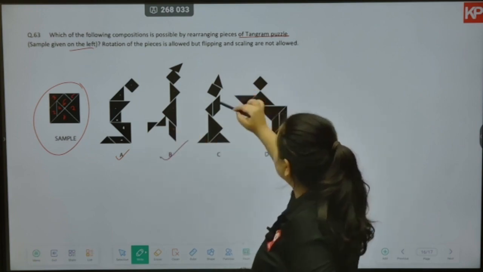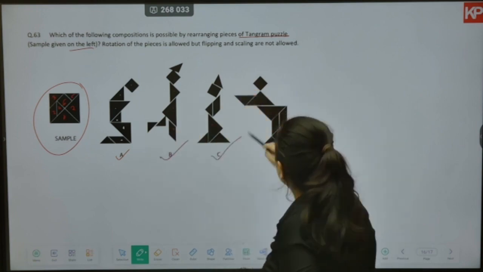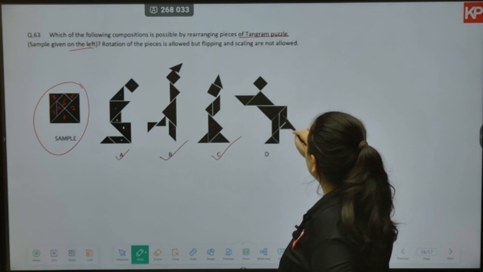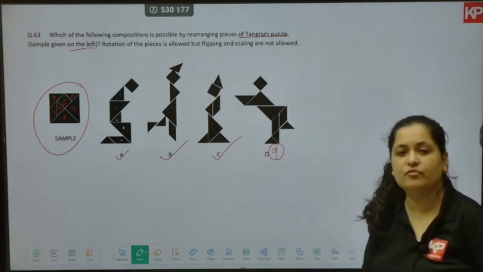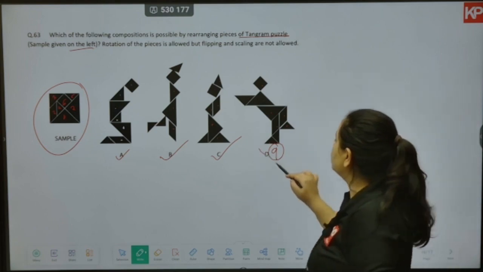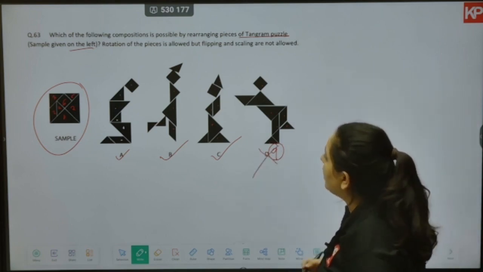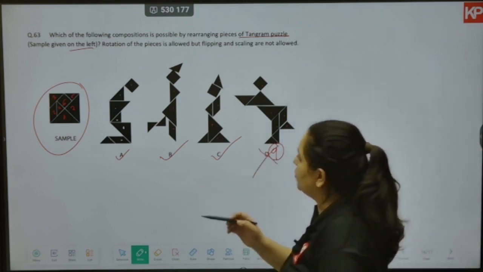Okay. 1, 2, 3, 4, 5, 6, 7. Again, okay. 1, 2, 3, 4, 5, 6, 7, 8, 9. This is giving us 9 shapes, so we can directly eliminate option number D. Okay. Now let us check whether there is a square or not.